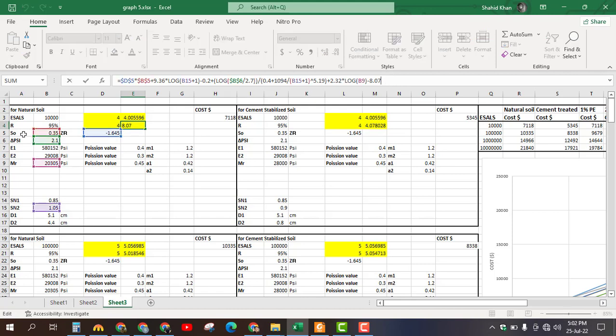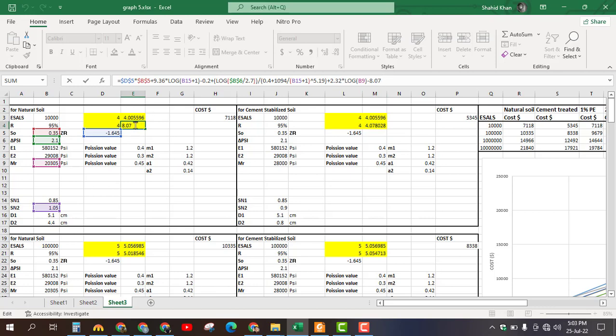Just watch. Again I put all the values the same: SN1 constant, ZR constant, PSI constant, delta PSI, and now the MR value gets changed. For the second layer, the third layer, the resilient modulus will be used, that is the subgrade resilient modulus. And by using this and also using the structure number, we calculated this value.